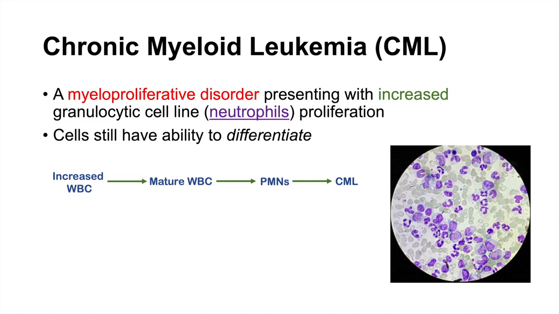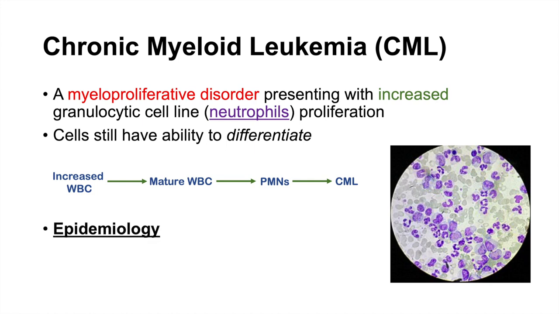So a quick approach to determining the type of leukemia: if we see increased white blood cells, often very high, and they're mature white blood cells, that means it's a chronic leukemia. And if it's PMNs or neutrophils, that means it's myeloid, so it's CML. That is a quick approach to determining that a leukemia is actually a chronic myeloid leukemia.